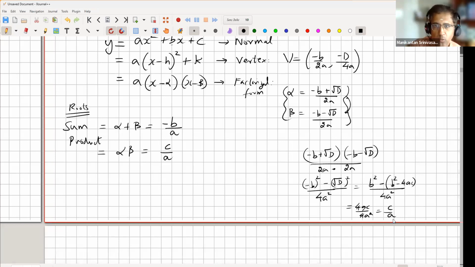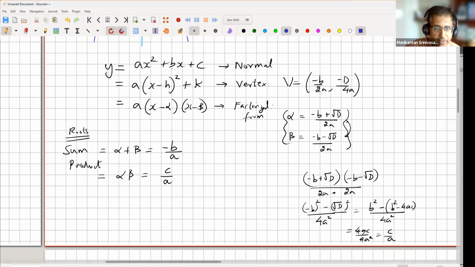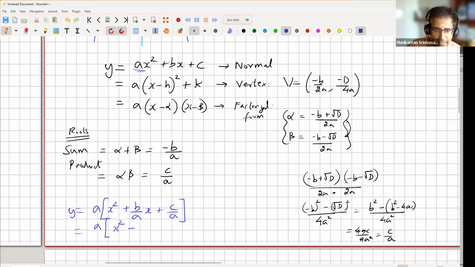Okay. Now, this is immensely useful. So the Cartesian form that we just saw at the beginning, I can write it as y equal to a times (x square plus b by a times x plus c by a), right? So in other words, it's nothing but a times (x square minus sum of roots times x plus product of roots). So this is sum of roots, I'll call it S, and this is product of roots, which is P.